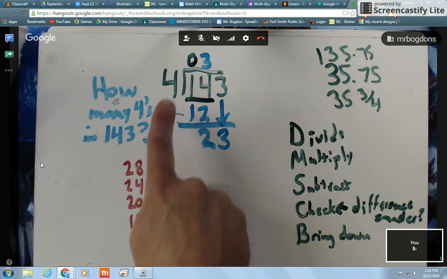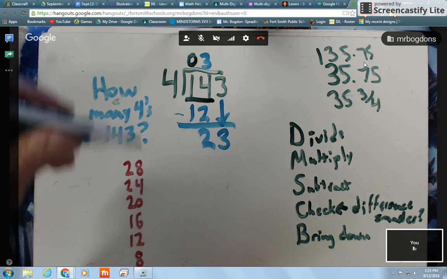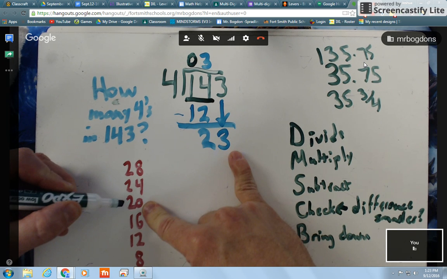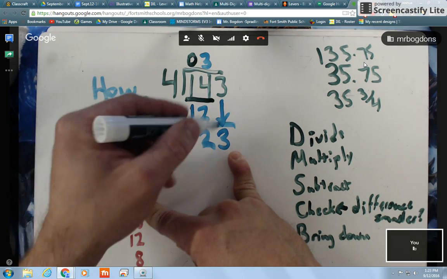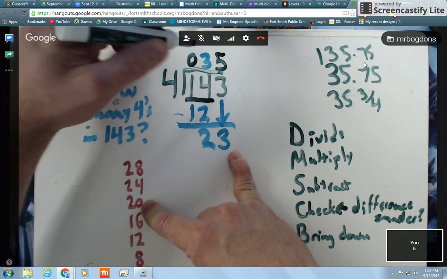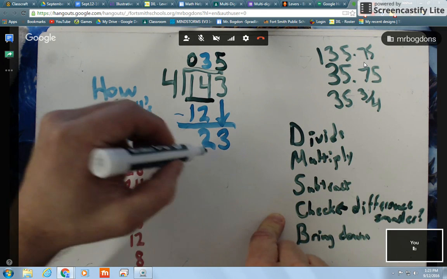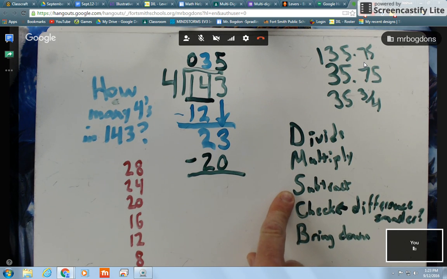Okay. Now how many groups of 4 will divide into 23? 1, 2, 3, 4, 5. That gets me close to 23, but not over it. If I said 6, my difference would be too large. So now I'm on to my next step, multiply. 5 times 4 is 20. Now I'm on to subtract. What's the difference between 23 and 20?